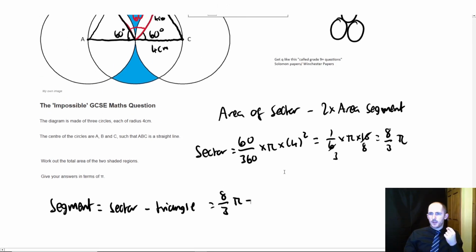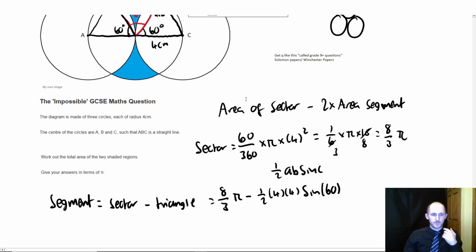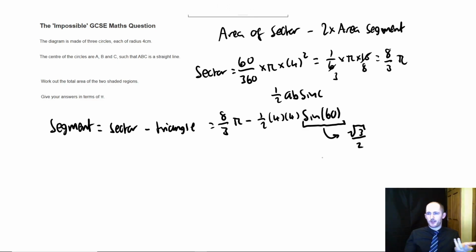And then to work out the area of the triangle, you're going to be using half ab sine C. So you're doing a half, a is 4, b is 4, and then sine 60. So again, stop me the second that you get stuck. Now, it's a non-calculator paper, but sine 60 is just root 3 over 2. So you can remember that trick we discussed.